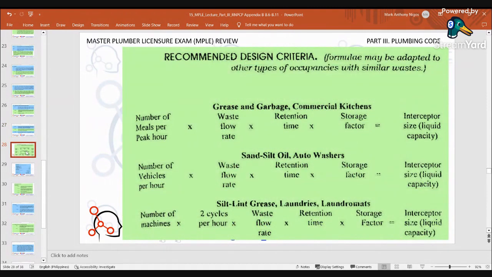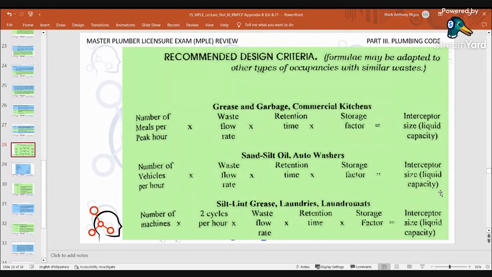Okay. Recommended design criteria. Formulae by BA adapted to all other types of occupancies with similar weights. For grease and garbage, commercial kitchens: number of meals per peak hour times waste flow rate times retention time times storage factor is equal to interceptor size or liquid capacity. For sand, silt, oil, auto washers: number of vehicles per hour times waste flow rate times retention time times storage factor is equal to interceptor size or liquid capacity.